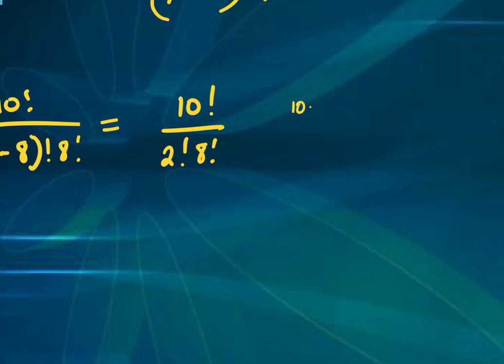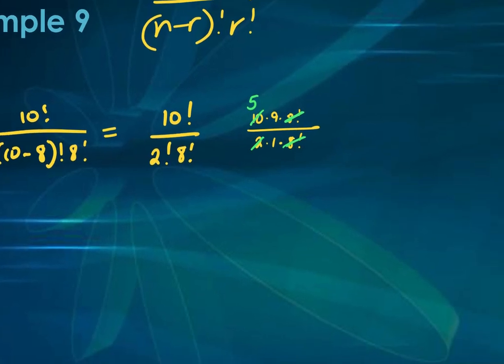So I'm going to do 10 times 9 times 8 factorial over, I put the 8 factorial right underneath it because I know I'm going to cancel those out. But then I have to expand out the 2 factorial, which would be 2 times 1. Then I'm going to cancel out the 8 factorials. And I can go one step further by saying 2 would go into 10 5 times, and this would be 45.